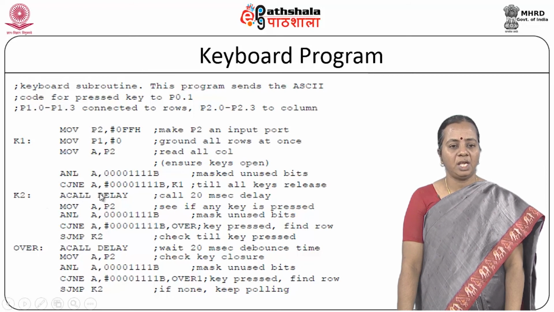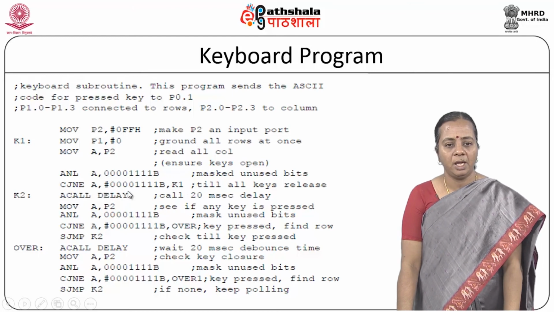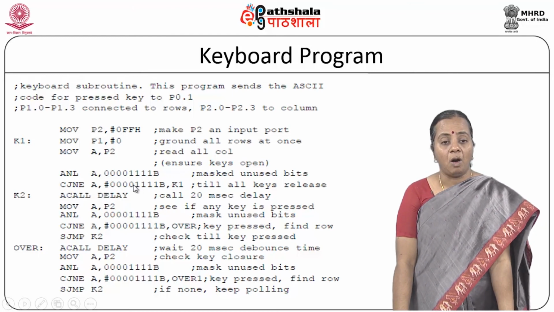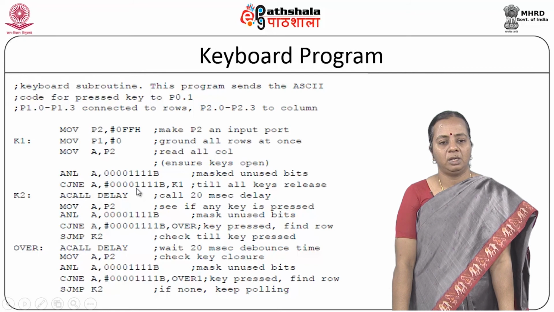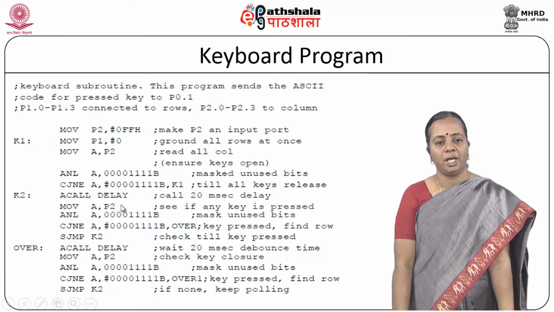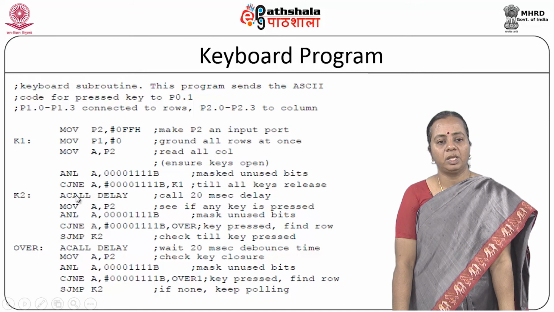Now CJNE A, #00001111B, with whatever data is available in A. All the keys should be released, and till then I have to wait at this particular point. If something is pressed wrongly, that also has to be released. Because of that I am putting it in a loop. It will go to K1, so I am rotating here indefinitely till I get that all the keys are released.